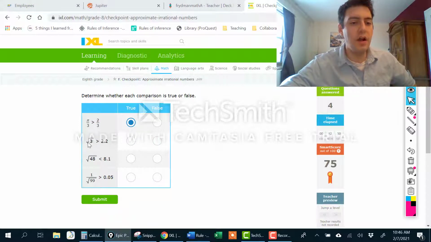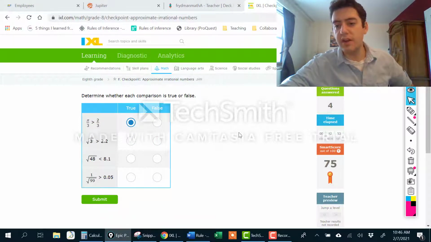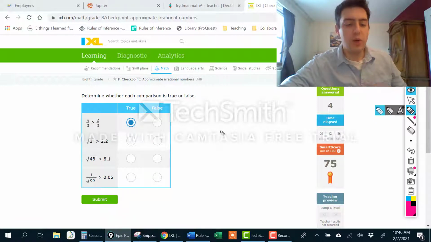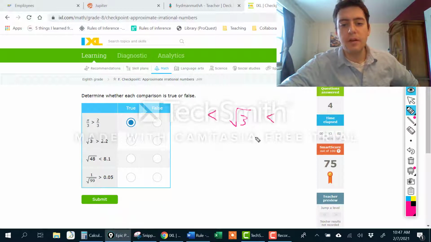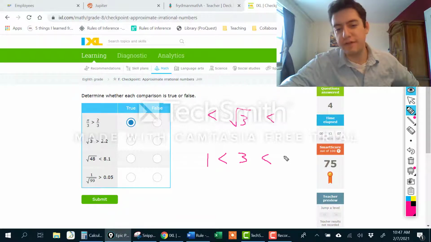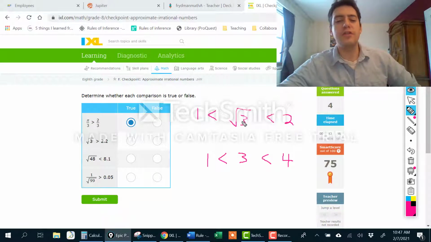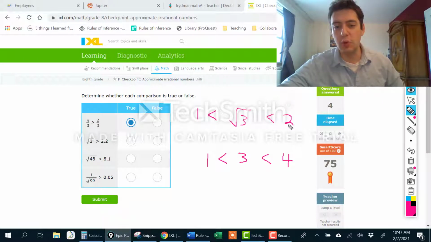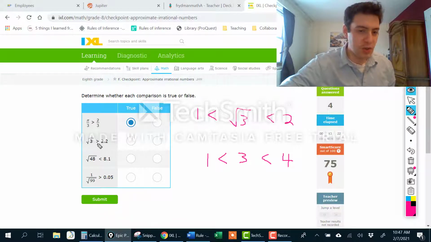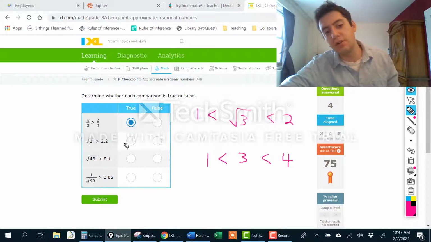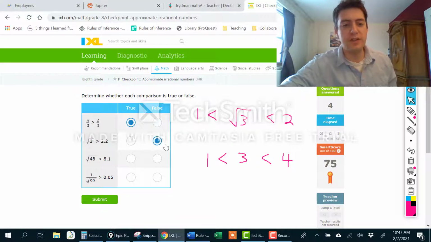Now what about this over here? Is the square root of 3 greater than 2.2? Well, what perfect squares are on either side of 3? It would be 1 on the left and 4 on the right. Okay, so the square root of 1 is 1. The square root of 4 is 2. So the square root of 3 is somewhere in between 1 and 2, but it's definitely less than 2. So it does not make sense that the square root of 3 is greater than 2.2, which is already greater than 2. So no, we're going to click false for this one.